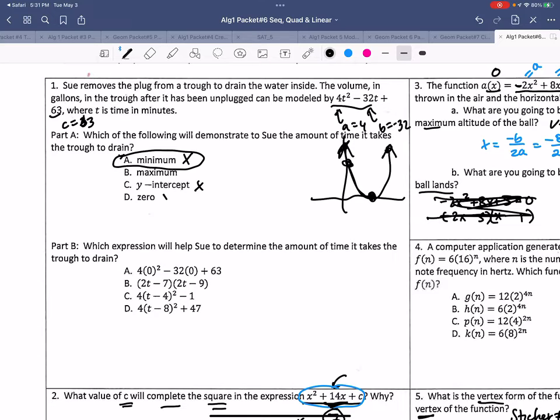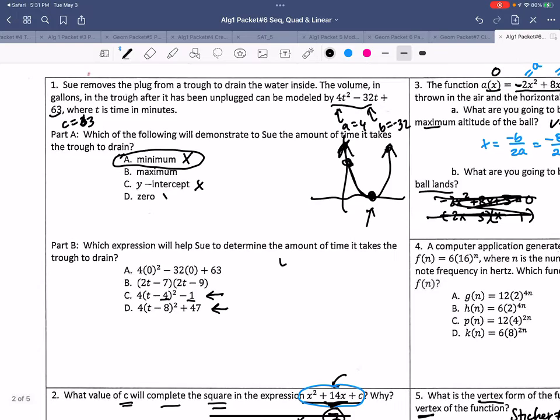Write the expression that will help Sue determine the amount of time it takes to drain. So what would give me my minimum amount? It looks like my minimum would be my vertex, right? And these two are in vertex form. So I have to figure out which one of these is appropriately in vertex form. Okay, let's figure this out. First, we're going to factor out a 4, right? So subtract, let's get the 63 over there. So we get 4t squared minus 32t equals negative 63, right? And then we can factor out this 4.